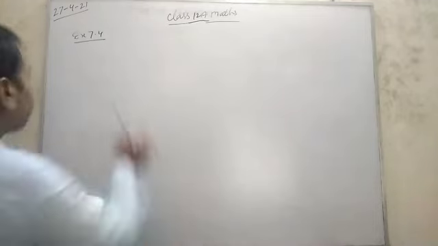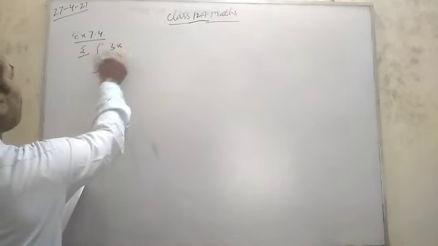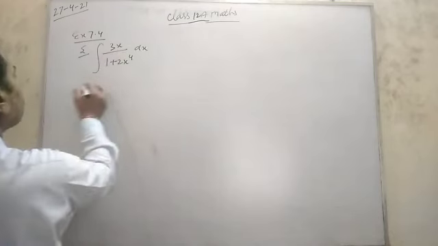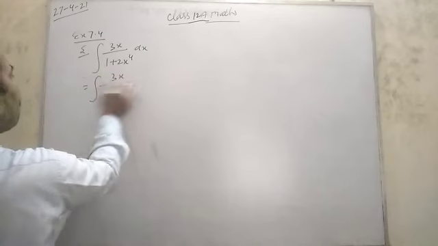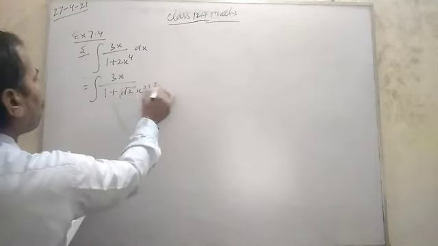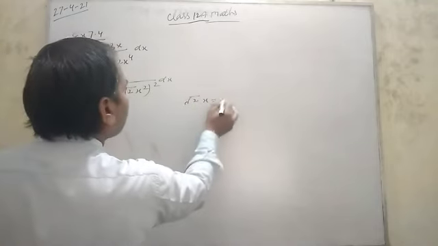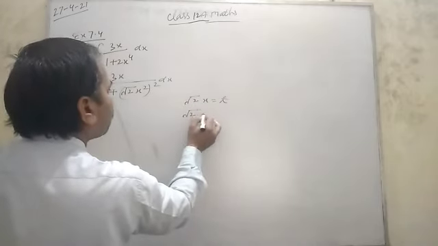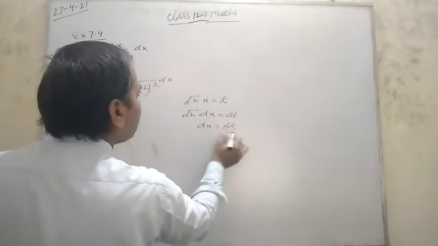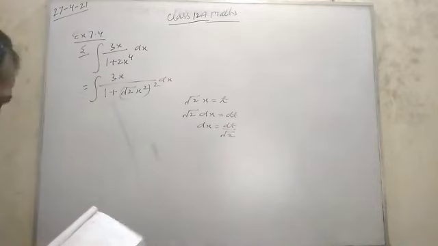Question number 5. 3x upon 1 plus 2x power 4 dx. So 3x upon 1 plus under root 2x square whole square dx. So under root 2x is equal to t. So under root 2 dx is equal to dt. So dx is equal to dt upon under root 2. Put here and then apply formula.